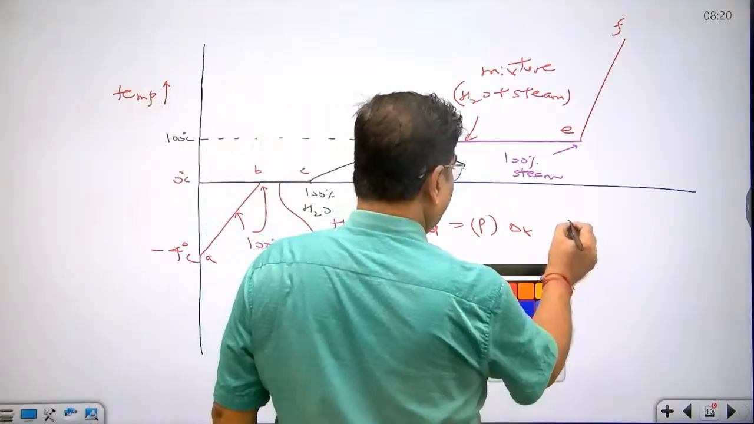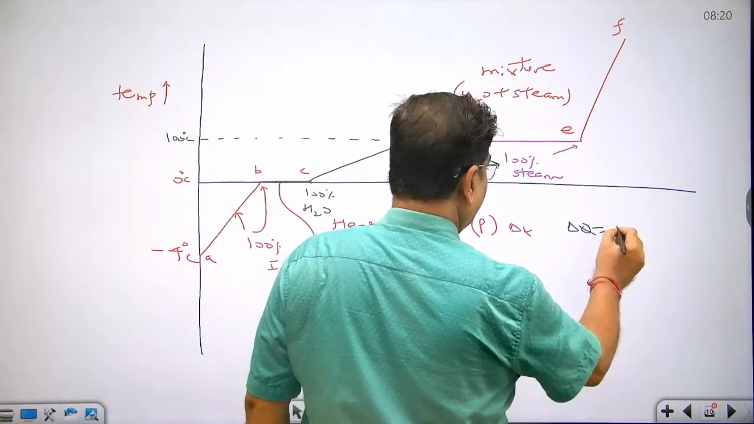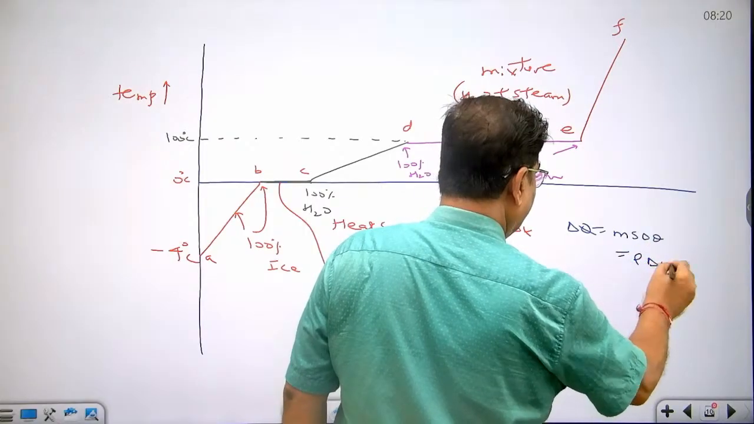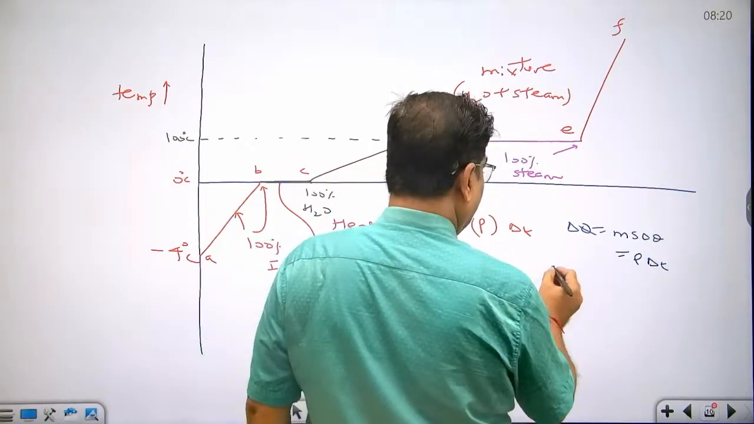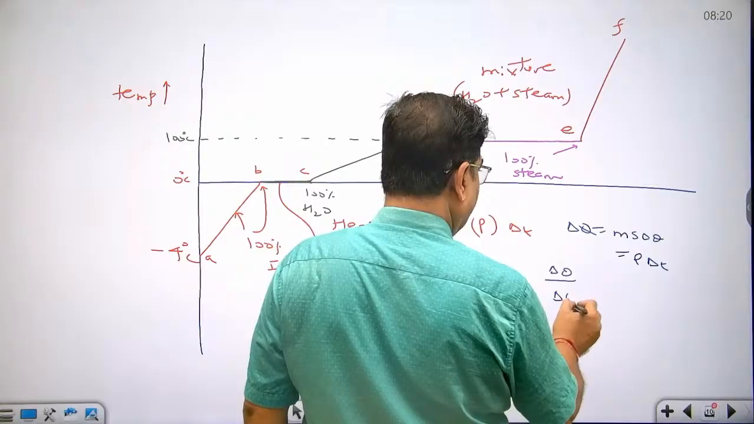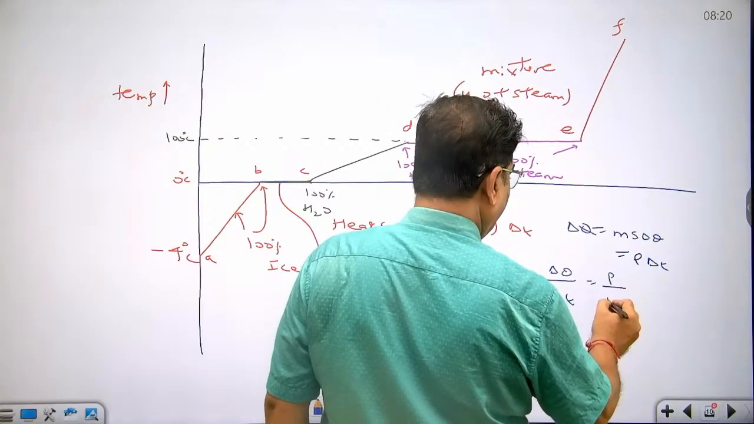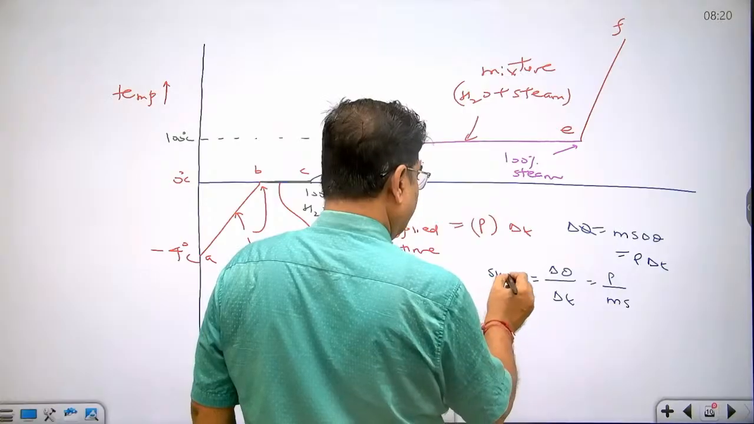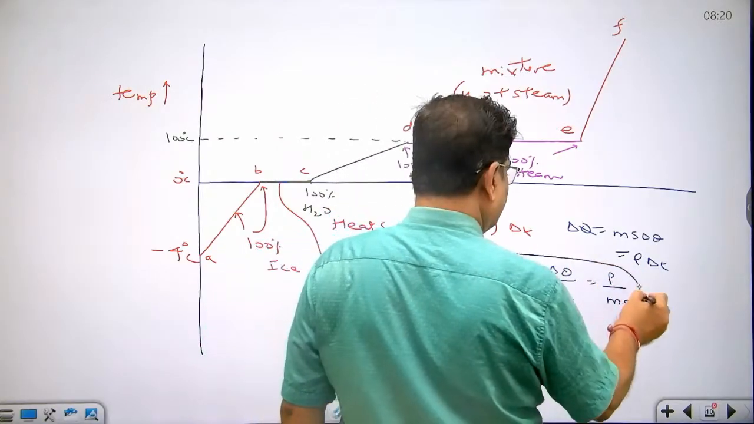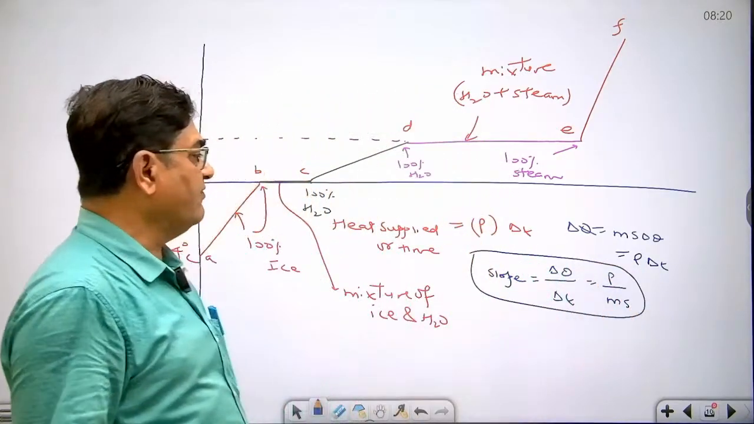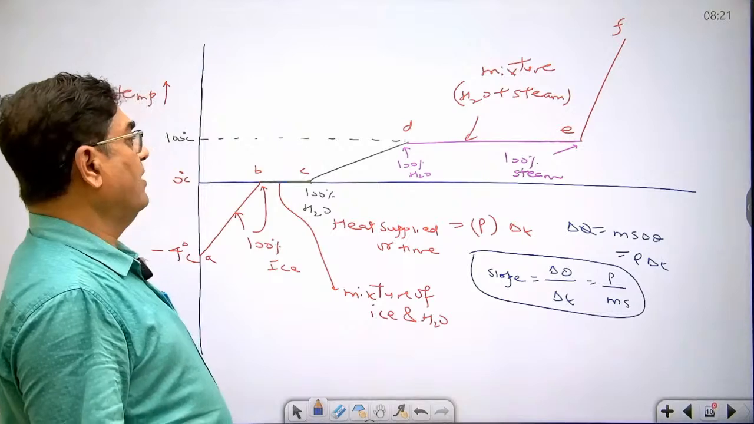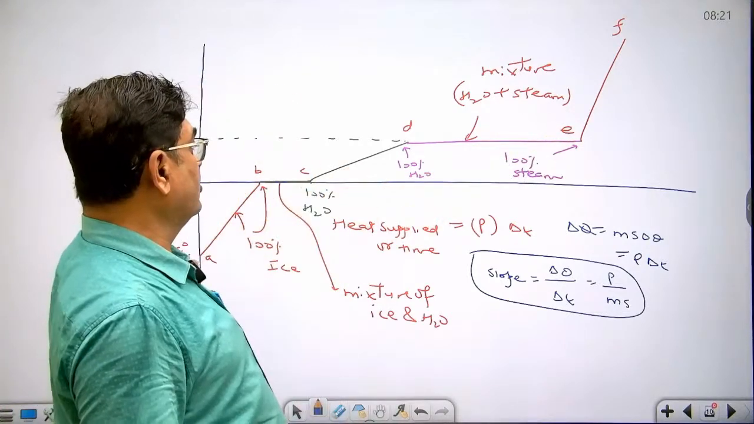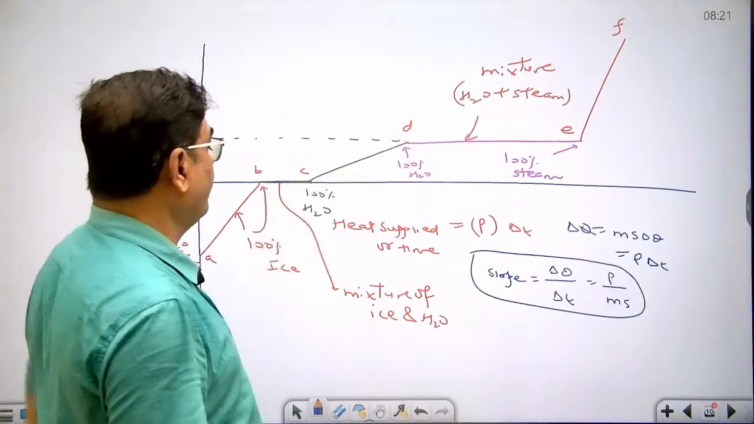And what is delta Q? Delta Q equal to ms delta theta, that is equal to power into delta T. So delta theta upon delta T equal to P upon ms. Ms is the heat capacity. Okay, this is the slope of the curve. So you can understand the slope of the curve is inversely proportional to specific heat, because specific heat is least here, then here, then here. So the slope will be biggest in EF.